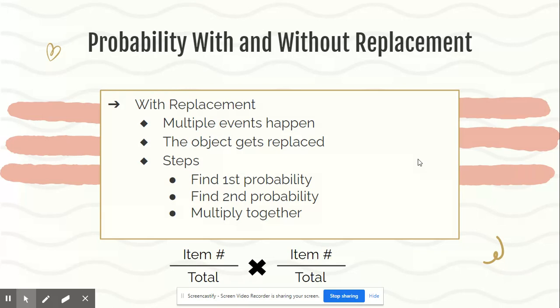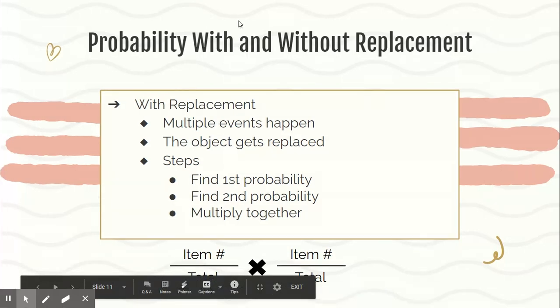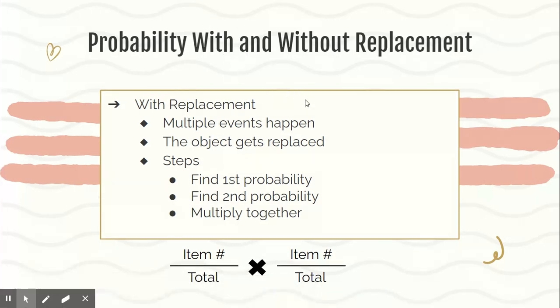Okay, so this means if I have marbles in a bag, let's say, and I draw a marble out, if I replace it, that means the probability is going to be different than if I took that marble out and didn't put it back in the bag. So we're going to talk about how to do it with replacement when it gets put back in the bag, and without replacement when it doesn't get put back in the bag.